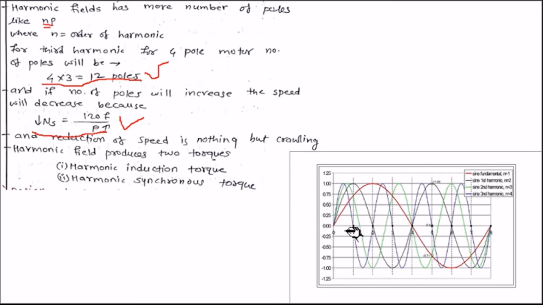Now this is the waveform for harmonics. Now suppose this is your fundamental frequency. This red color frequency is your fundamental frequency. After that, black color waveform is your second harmonic, green color is your third harmonic, and this blue color is nothing but your fourth harmonic. So this is the impact of harmonics on the performance of your induction motor.